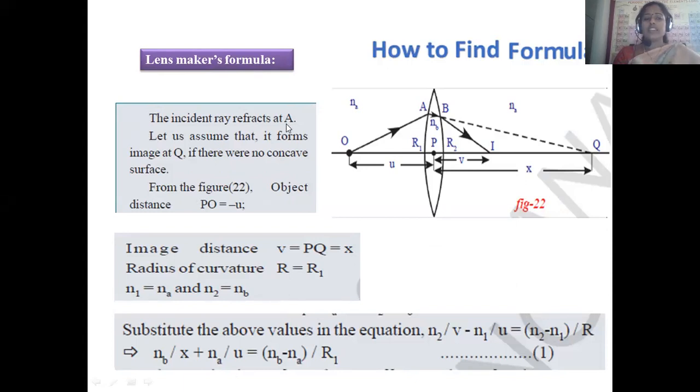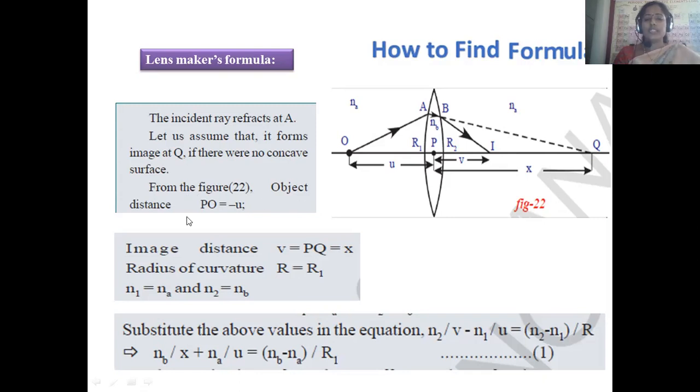Now the incident ray refracts at point A. In such a way, refraction is possible, and the ray converges on the principal axis at the point Q. So at this point Q the rays converge. Where the convergence is possible, there the image formation is possible. So here the image is formed at the point Q in an inverted manner, right?